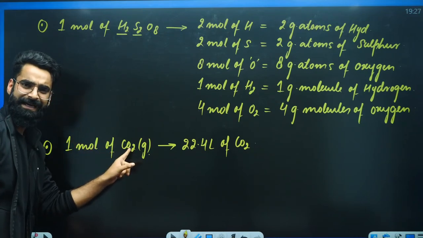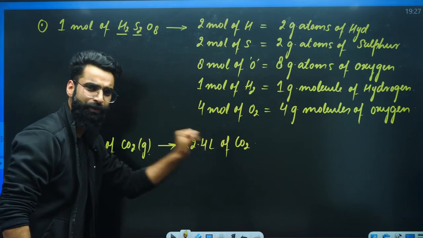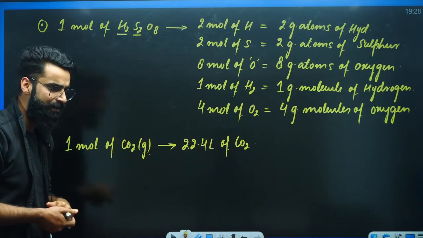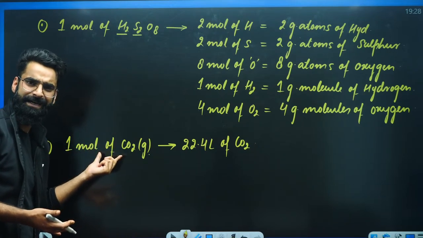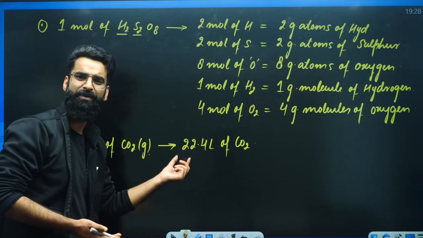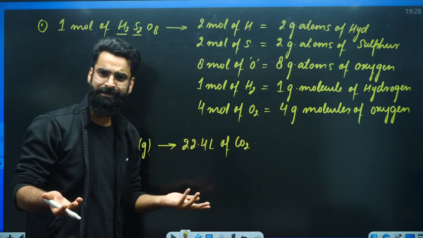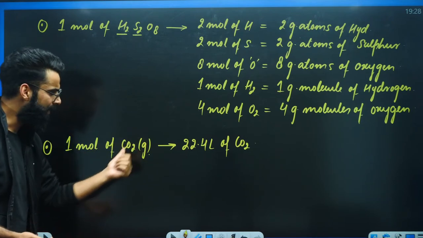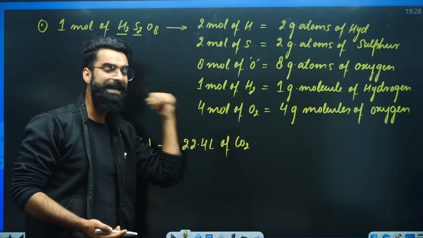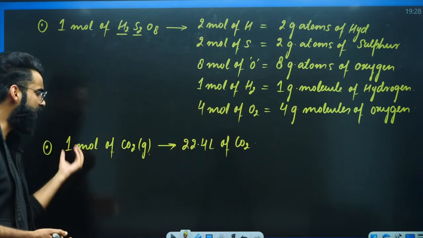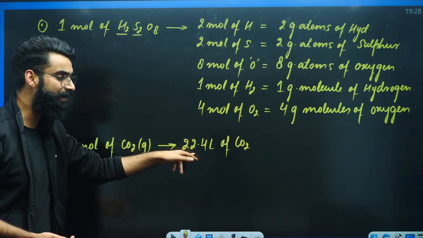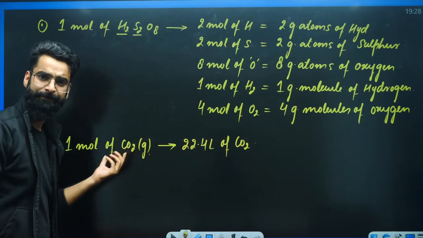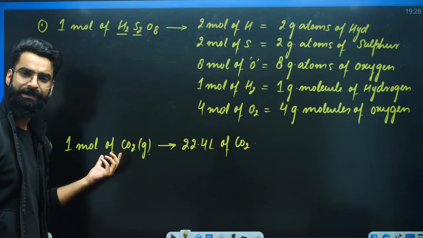Since 1 mole of carbon dioxide at STP occupies the volume of 22.4 liters, if I have 2 moles of carbon dioxide, can I say it will occupy the volume of 44.8 liters? Simple, I multiply by 2. So 2 moles of carbon dioxide at STP occupies 44.8 liters. Similarly, 3 moles occupies, multiplied by 3, 67.2 liters. So you can relate these two things directly.